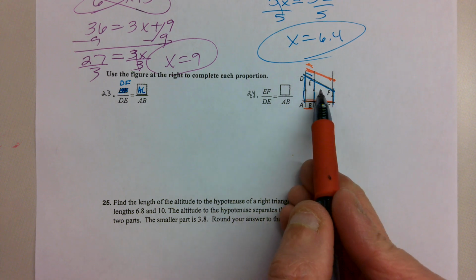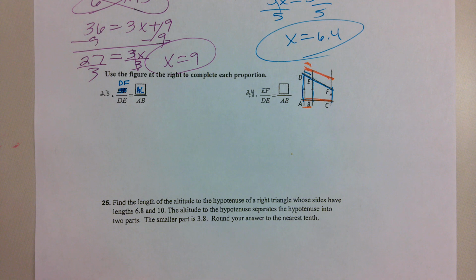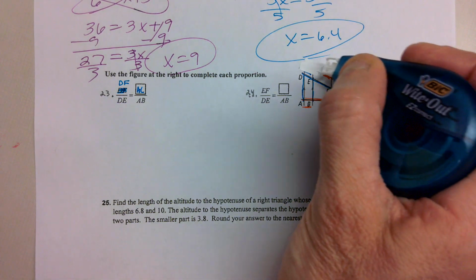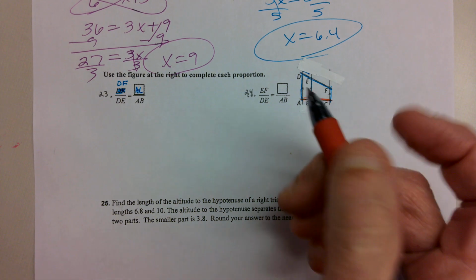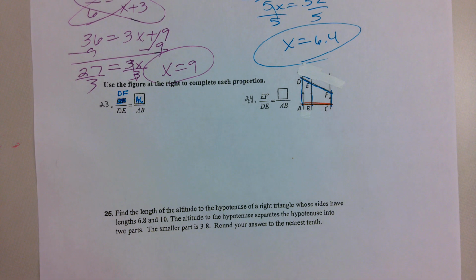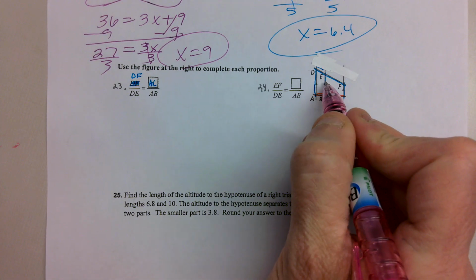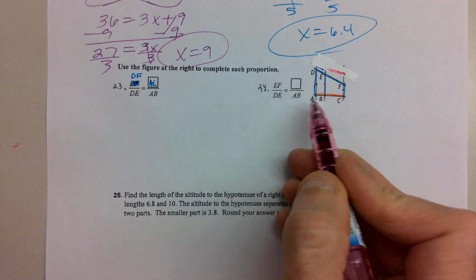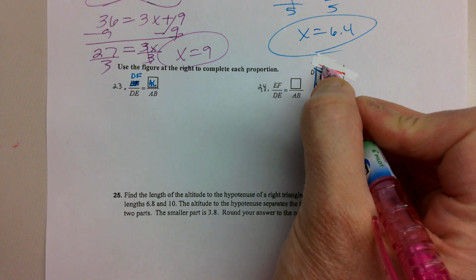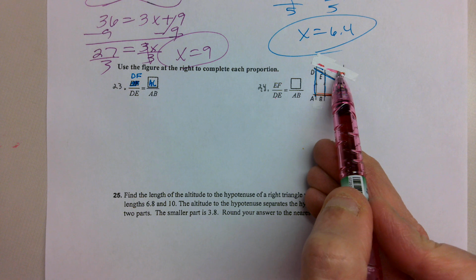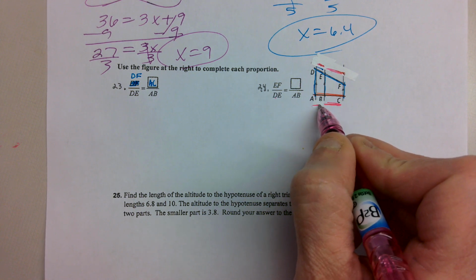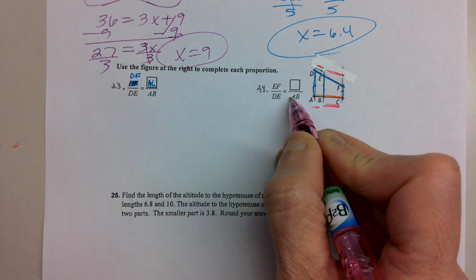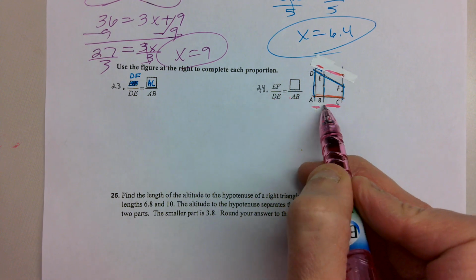Let's look at the next one. Get rid of the red. Okay, so EF, so this right here, over DE. Okay, so the two parts. EF over DE should be equal to BC over BA. Yep. So I'm just going to look. It was EF. Yeah, so BC.